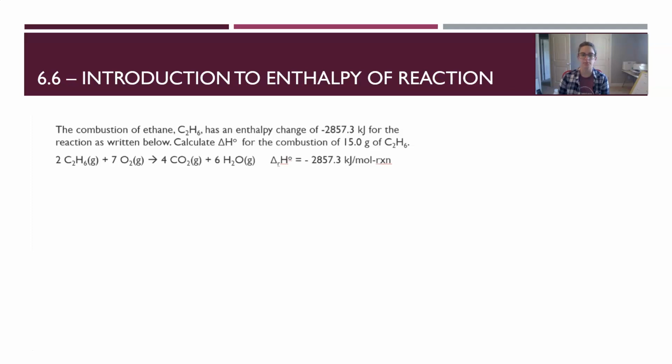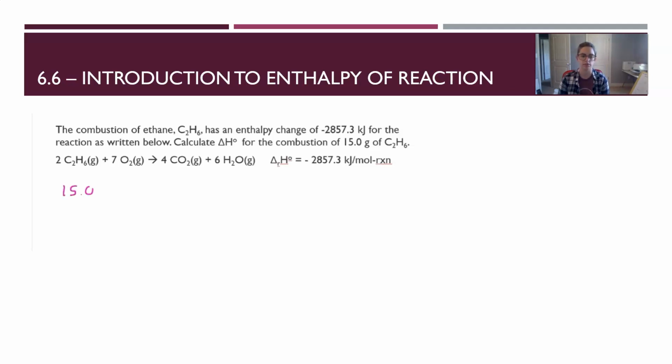Okay, here's our next example. The combustion of ethane, C2H6, has an enthalpy change of negative 2,857.3 kilojoules for the reaction as written below. Calculate the delta H naught for the combustion of 15 grams of C2H6. So it tells me that the standard enthalpy change is negative 2,857.3 kilojoules per mole of reaction. I want to know how much energy I'm going to get if I burn 15.5 grams.